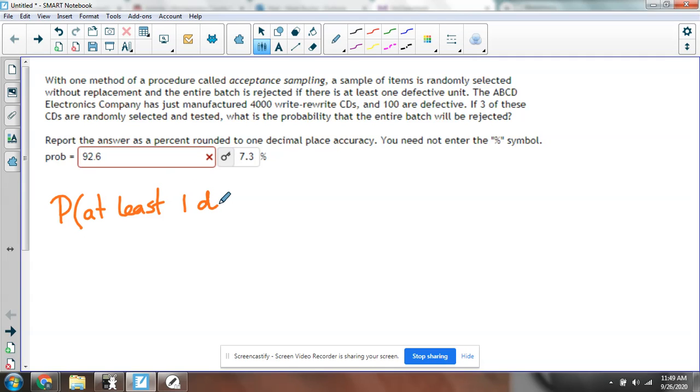One defect. Okay, well, that's a hard probability to find. It's the probability of one defect and 2 defects and 3 defects, and then add them all together. So we could just use the complement. We'll say, well, that's 1 minus the probability of no defects. It's the only other possibility.